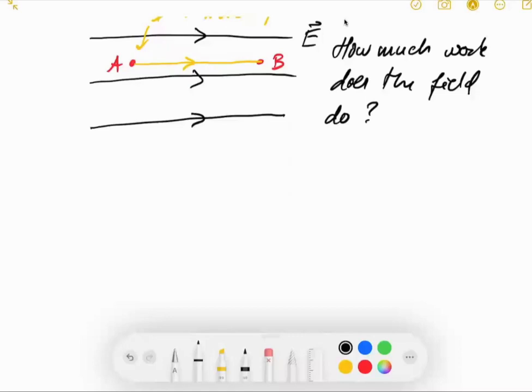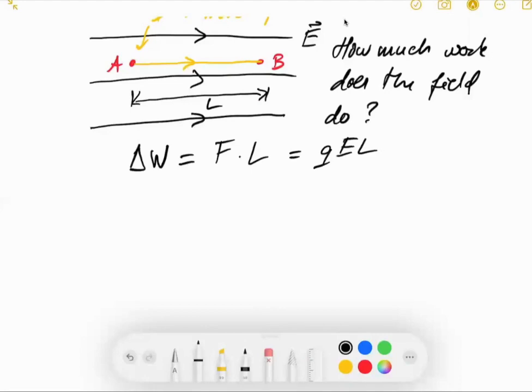The work done in such a path is usually just force times distance. So if this path has some length L, it would just be the force times the distance. And if the force is of course given by Q times E, then it's just Q times E times L.